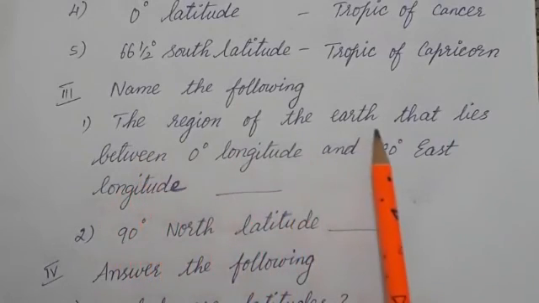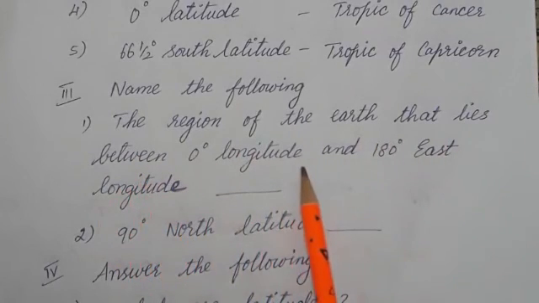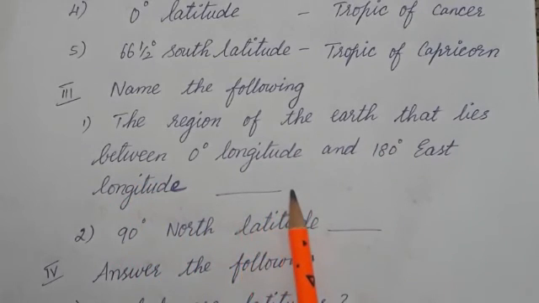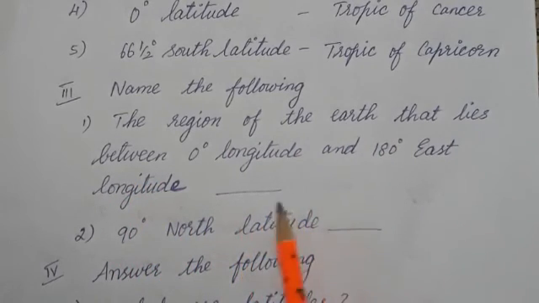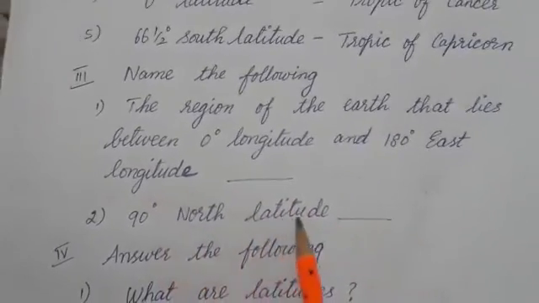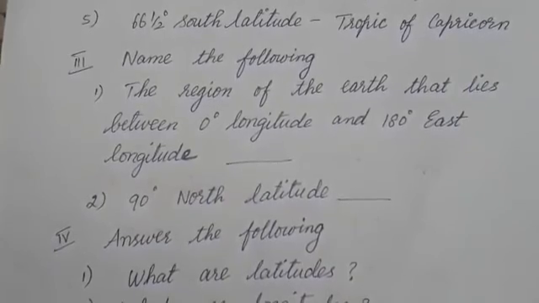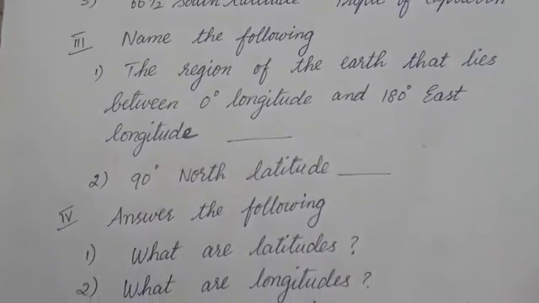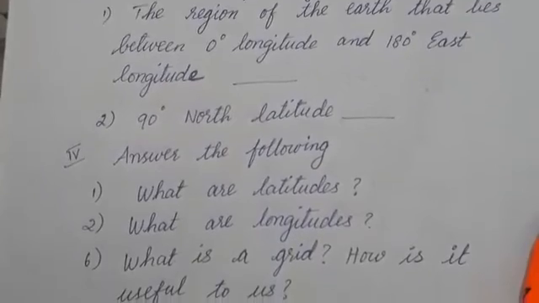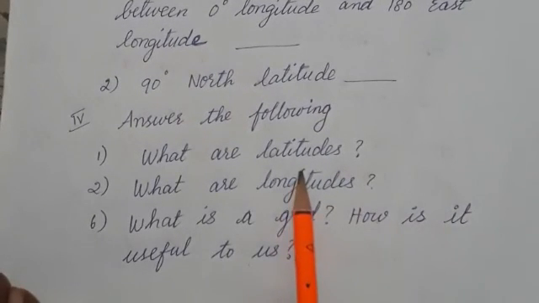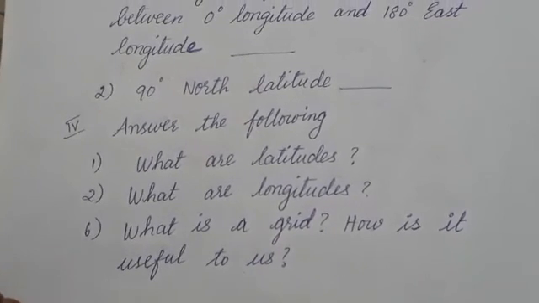First one, the region of the earth that lies between 0 degree longitude and 180 degree longitude. What is that region called? 90 degree north latitude is also called what? Fourth, answer the following. What are latitudes? What are longitudes? What is a grid? How is it useful to us? Okay children, complete the assignment. Thank you.